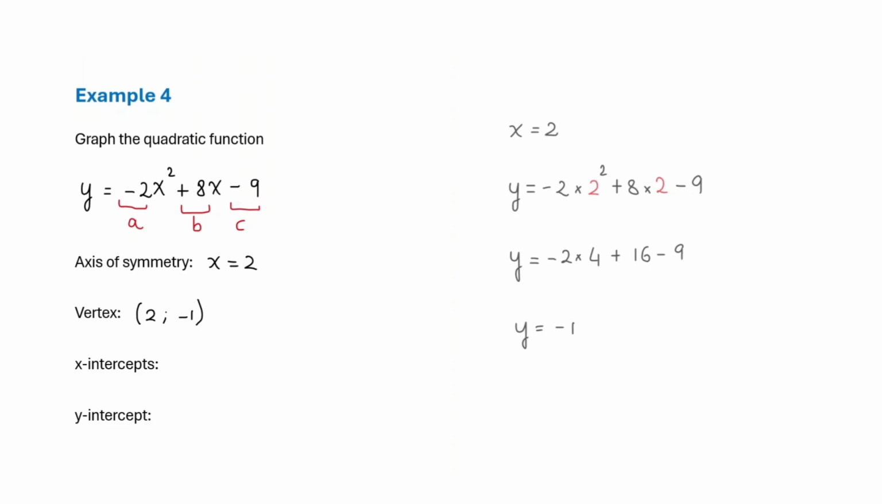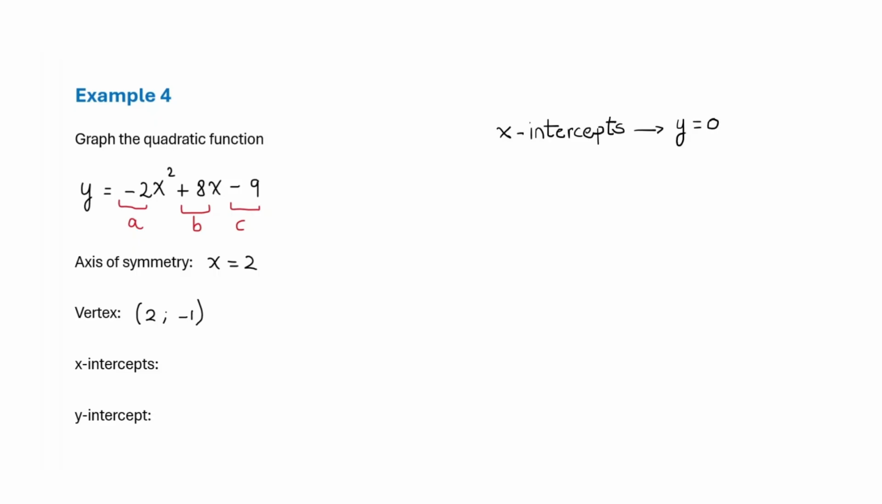Before moving on, let's consider what the vertex tells us about the graph. The vertex has a negative y-coordinate, so it lies below the x-axis. We also know that the parabola opens downwards, which means that the vertex is its highest point. We therefore expect the parabola not to cross the x-axis. However, let's confirm this by following the usual steps.